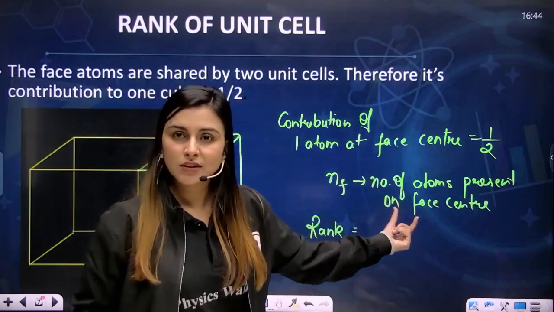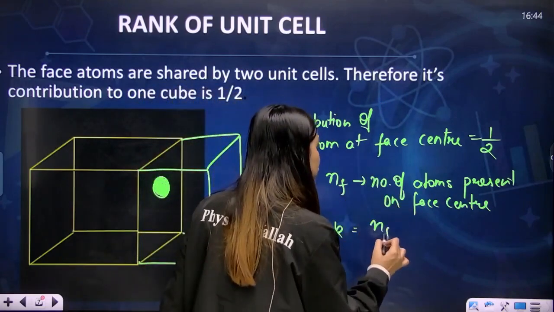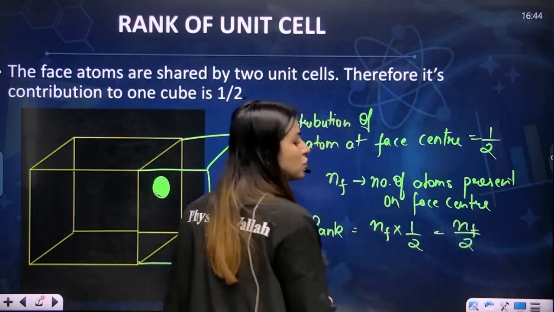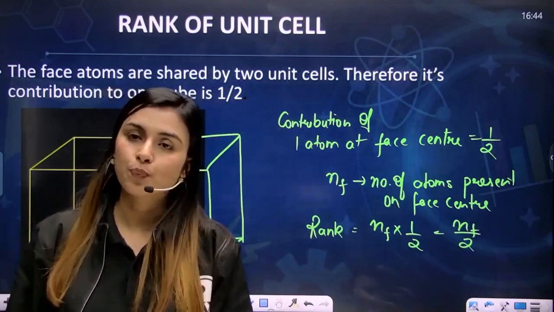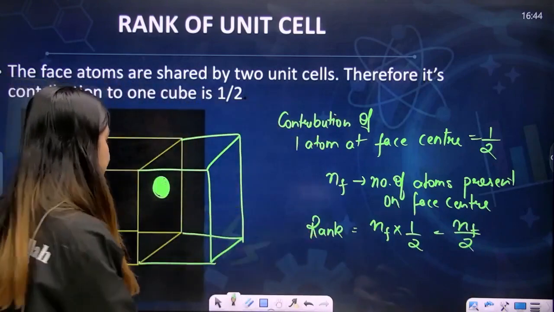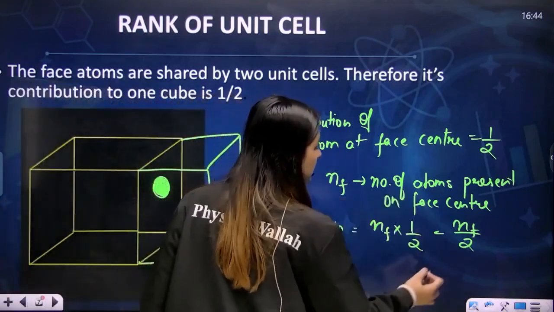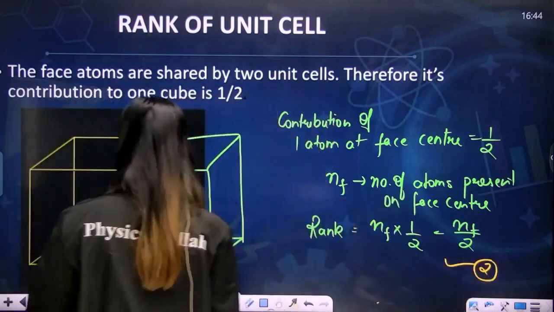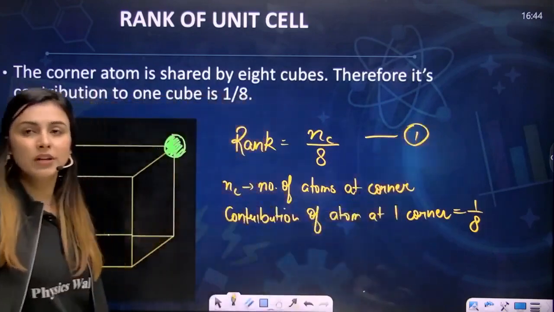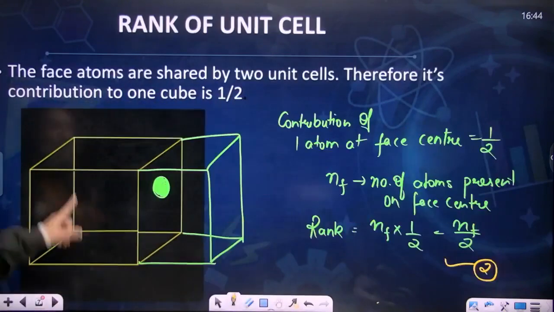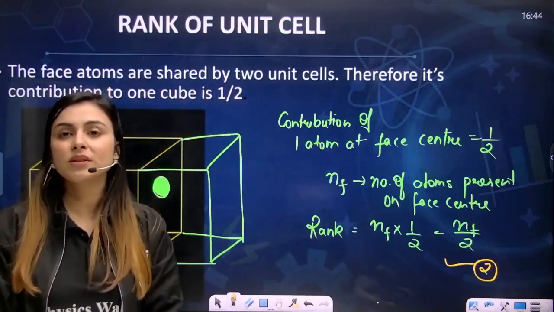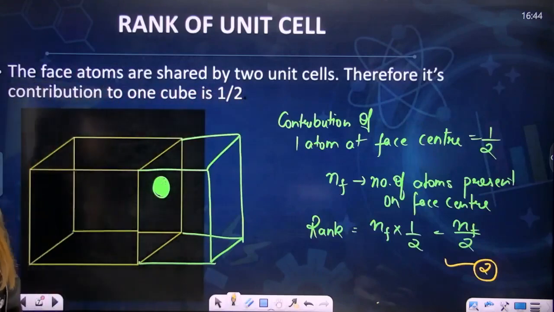So the rank would be the number of atoms present on face, that is NF into 1 by 2. So this is NF by 2. Yes, this is for face centers. Let's say this is our second equation, and this was our first equation. We'll use these, don't worry. Now you can read this: the face atoms are shared by 2 unit cells. Therefore, its contribution to 1 cube is 1 by 2. You can write this down.